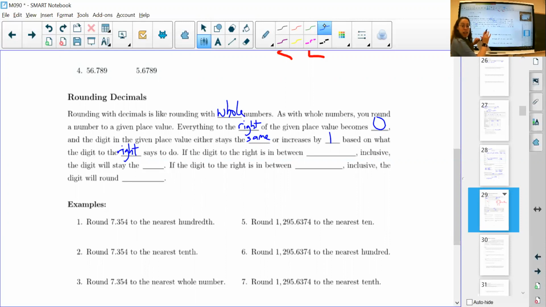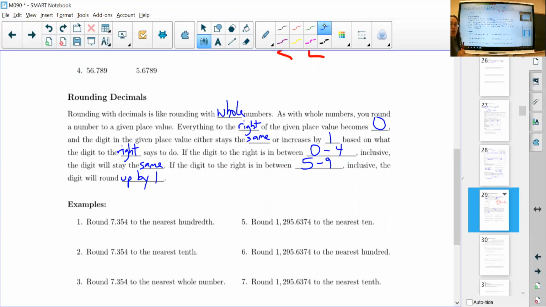So the digit to the right of the one that we're rounding, if that's between 0 and 4 inclusive, meaning including those endpoints, the digit stays the same. And if it's between 5 and 9 inclusive, the digit will round up by 1.